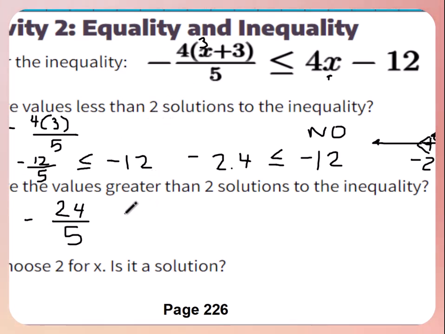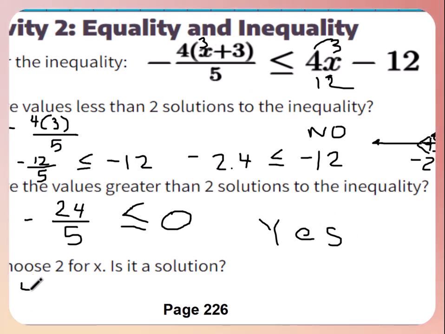Less than or equal to, and we substituted in, do you remember what we substituted in for x? We substituted in 3. It's less than or equal to, 4 times 3 is 12, and 12 minus 12 is 0. Now, is any negative number less than 0? And you can see that it is. So this is yes.